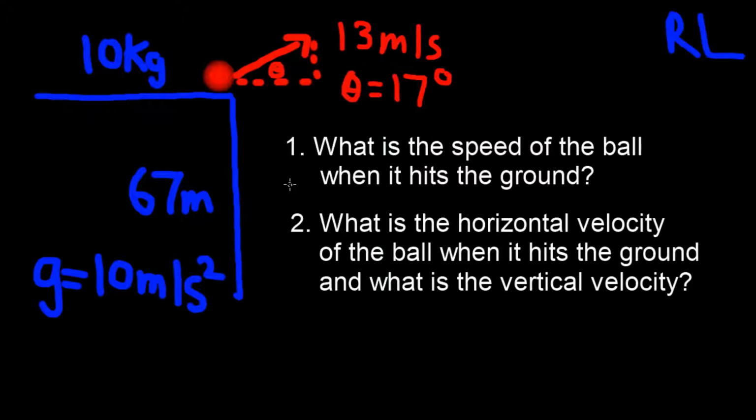Hopefully, what you'll see when you try these questions, finding the speed of the ball when it hits the ground, and then finding the horizontal velocity and the vertical velocity, is that this method allows us to deal with these weird numbers quite easily. Whereas with the other method, we get a horrible quadratic. Here it should come out nicely. Best of luck.